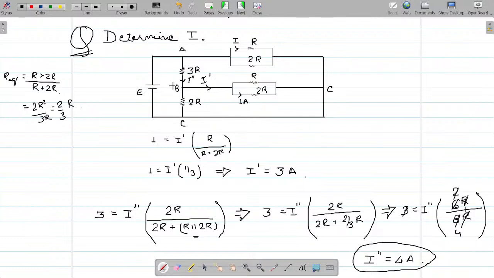Now, what are we asked? We are asked the current in this branch I. So far, what do we have? We have the current in this branch I double dash, right? What are we supposed to calculate? We are supposed to calculate the current in this branch. It is just a very tedious question, but because we have to learn, we'll learn it.